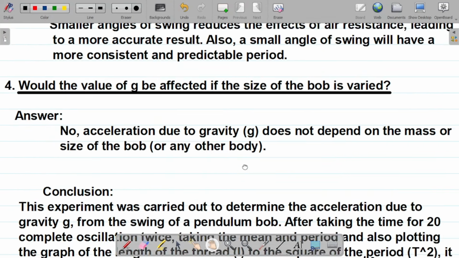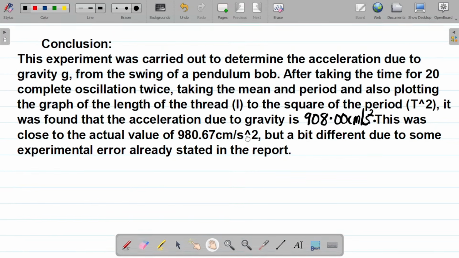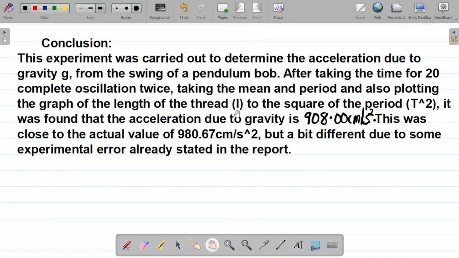All right, so this is the solution to the physics experiment M1.